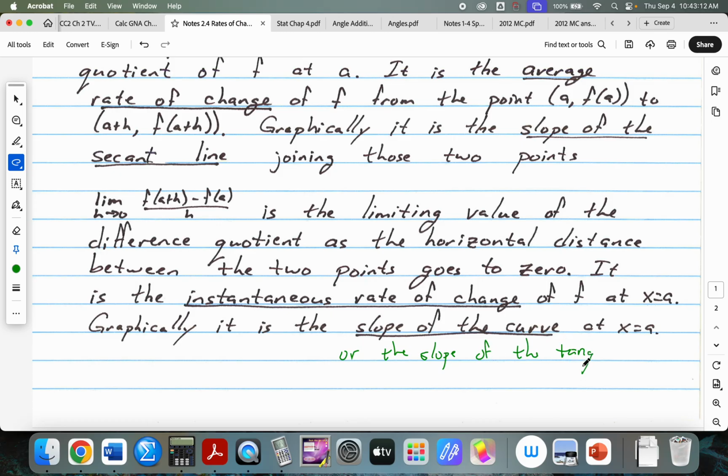And frequently they leave off the word line on that. They just say the slope of the tangent at x equals a. Slope of the tangent, slope of the curve, same thing. Because if you have a tangent line at some point to a curve and you zoom in over and over and over again, eventually you're not going to be able to tell the tangent line from the curve.